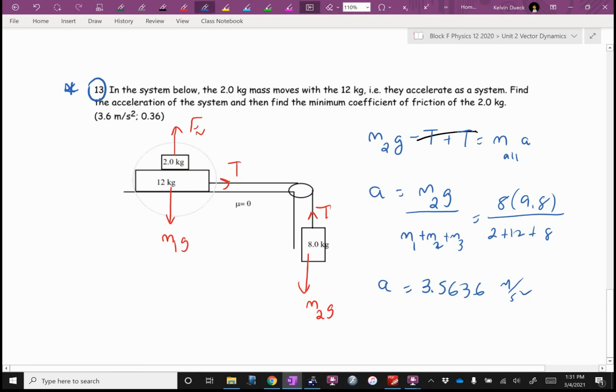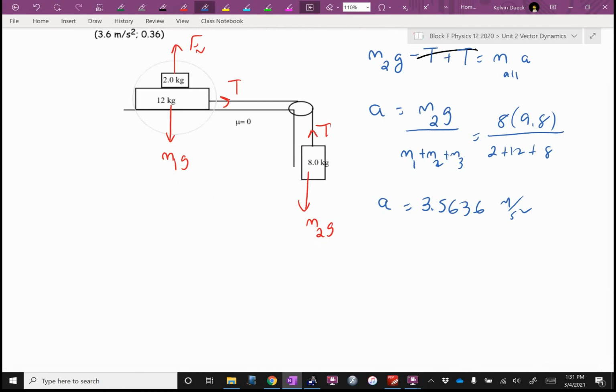Then it wants me to find the minimum coefficient of friction between the 2 kilogram mass and, I guess, the 12 kilogram mass. Well, again, it's a job for a free body diagram. So let's zoom in on the 2 kilogram mass. We'll call this part B. Here's the 2 kilogram mass. What are the forces acting on it? Definitely mg down, normal force up.